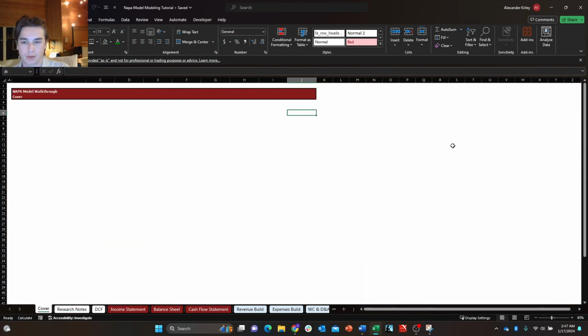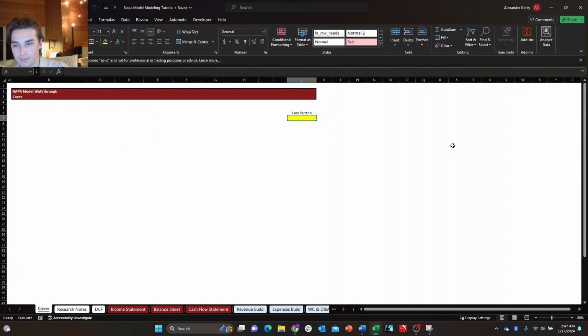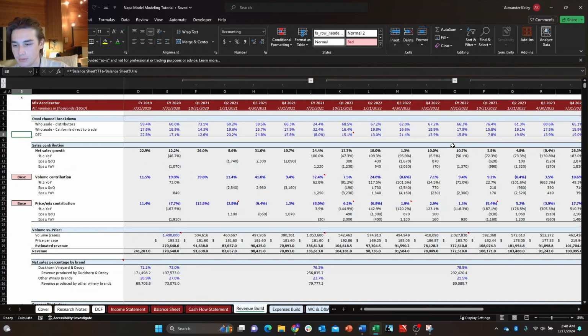So what I like to do is have my main toggle button that dictates my entire model on my cover sheet. We'll build out this cover sheet later on, but I like to have one case button. So, case button. And we'll highlight this because it'll be right below it momentarily. But this is the cell we want to reference.